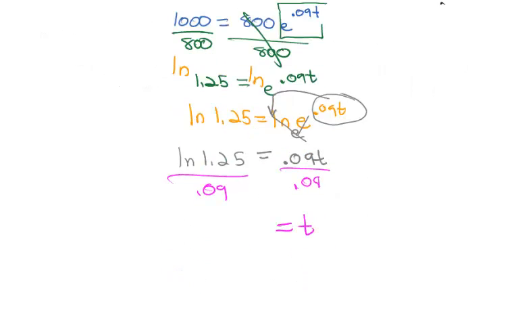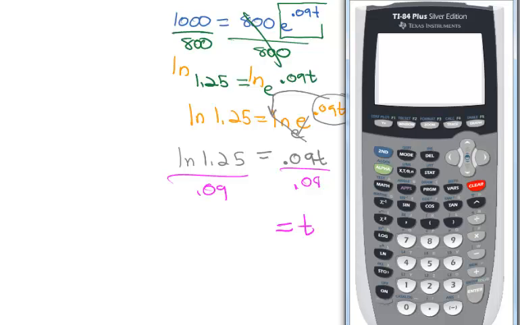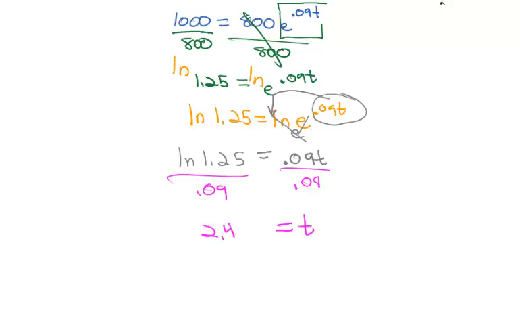And t, the amount of time it's going to take for this $800 to grow, is the natural log of 1.25 divided by 0.09, 2.48 years. The $800 will grow to $1,000.